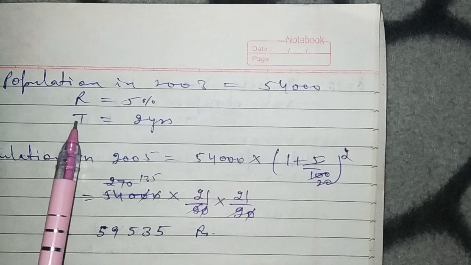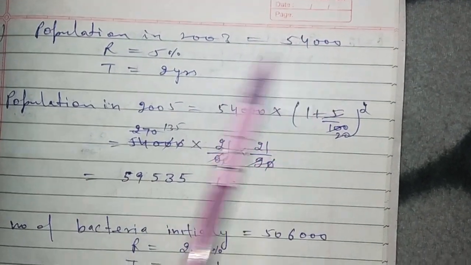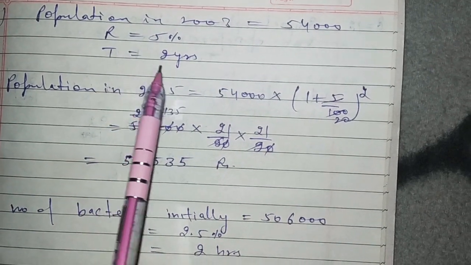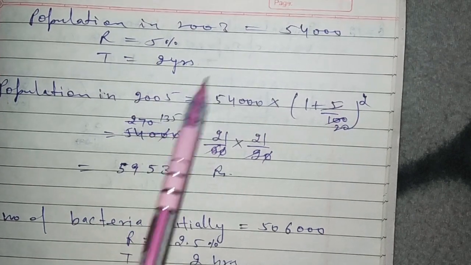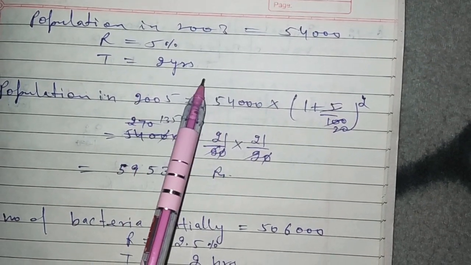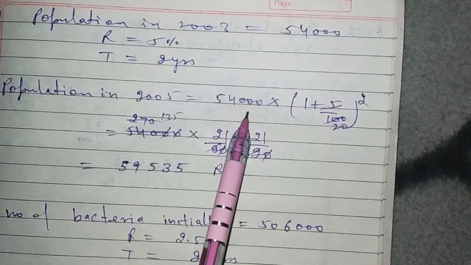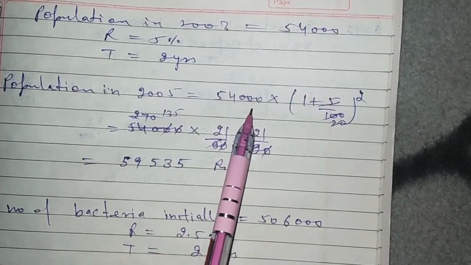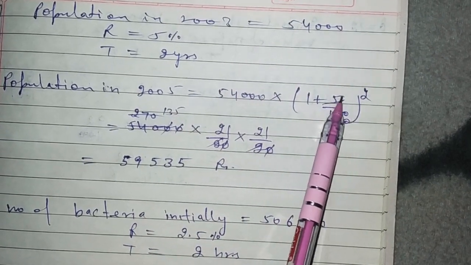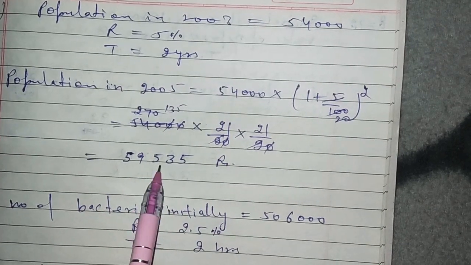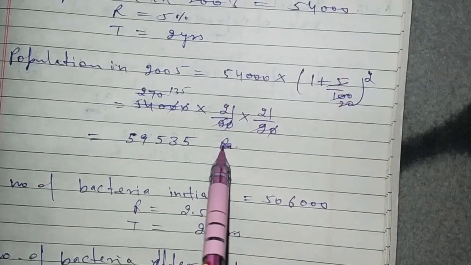Now in the second part, population in 2003 is 54,000, R is 5%. We have to find out the population in 2005. So time is 2 years, as the difference between 2005 and 2003 is 2 years. So this is the population in 2003 into (1 + 5/100) power 2. Solve it, you will get 59,535, not rupees. Fine.